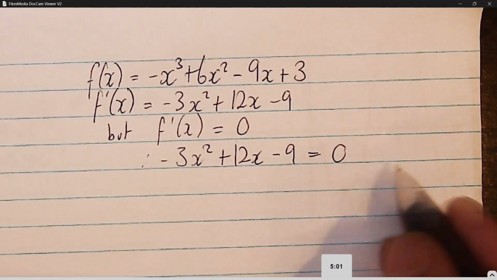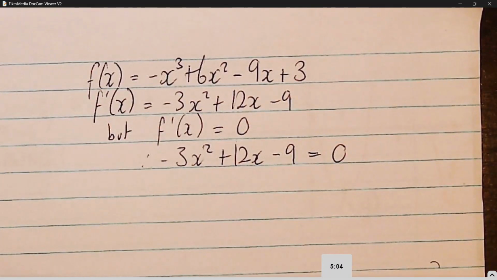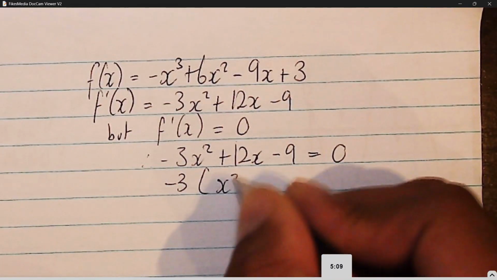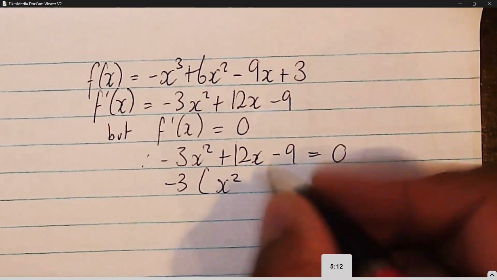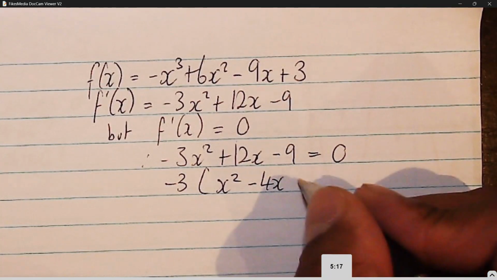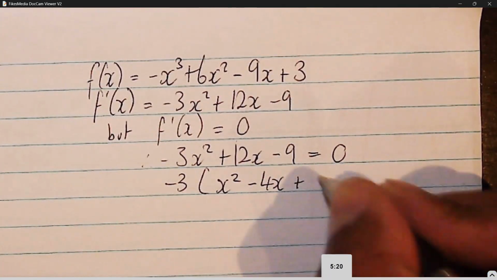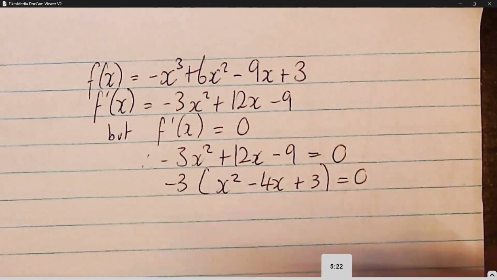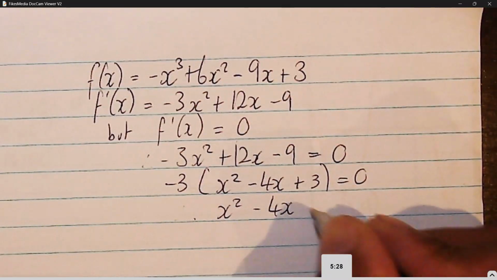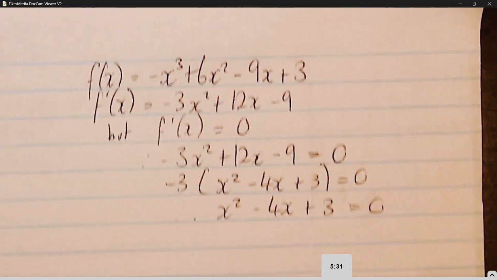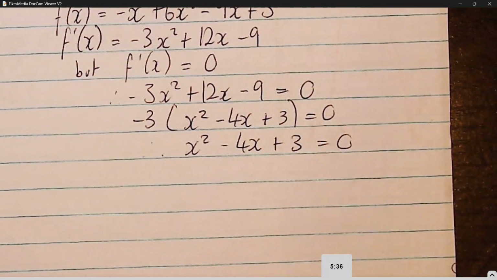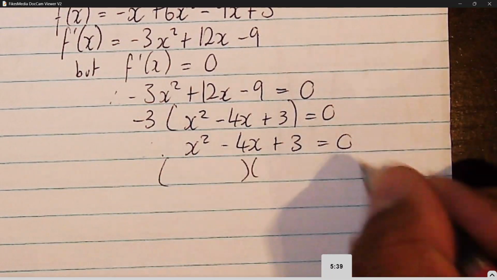Then from there, we know that we have negative 3 as our highest common factor. So we're going to have minus 3 times x squared minus 4x plus 3, right? Then when you divide both sides by negative 3, we get x squared minus 4x plus 3 is equal to 0. Then from there, you're just going to factorize. Then we have the factors of 3.